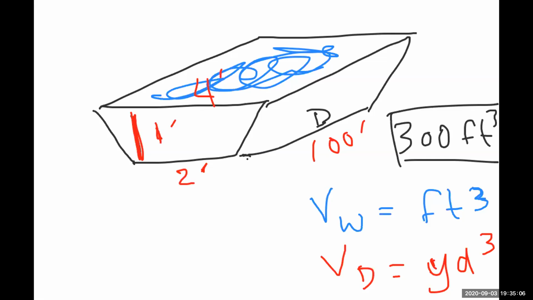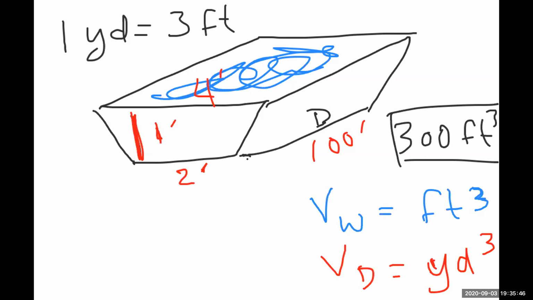So we calculated how much water this ditch could hold. But let's say they were filling it with dirt and they wanted to know how much dirt it could hold. Well, it essentially could hold 300 cubic feet of dirt. But like I said, we don't measure dirt in cubic feet. We measure it in cubic yards. So another equality that we need to know is that 1 yard equals 3 feet. So we can convert 300 cubic feet to cubic yards.